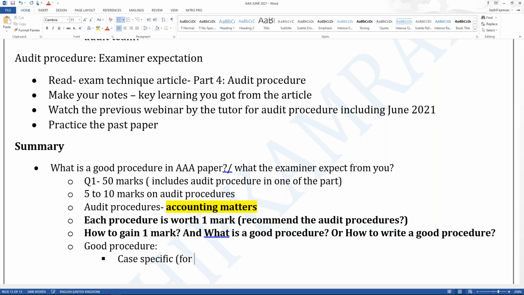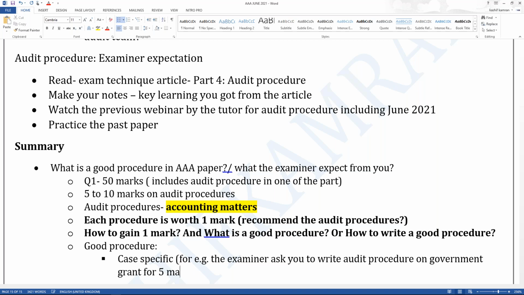For example, the examiner asks you to write audit procedures on the government grant for 5 marks, right? Now, what you need to do is, you cannot go to the exam hall with a rote learning of accounting procedures. No, never. That's a very bad way of doing the AAA paper.